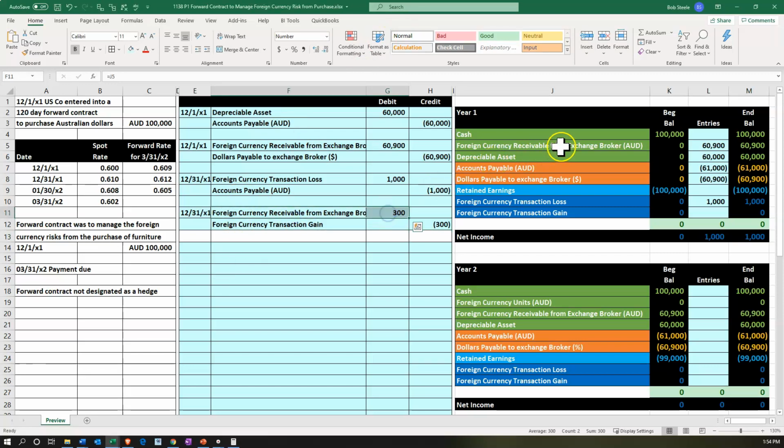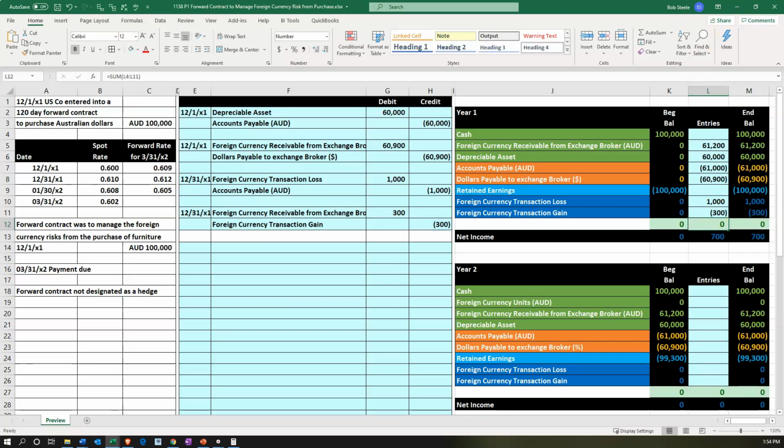So we're going to go up to the receivable up top. I'm going to double click on it, go to the end of it, and plus, pick up that $300. Now it's currently at the 61,200 as we calculated. And then we've got the foreign currency transaction gain. It's going to be this item down here, the 300 gain.